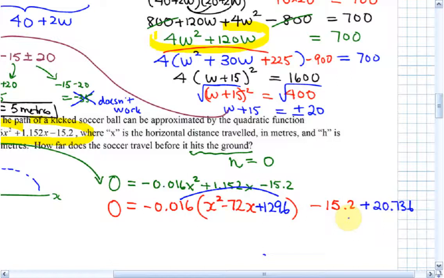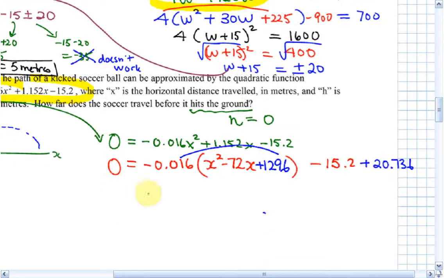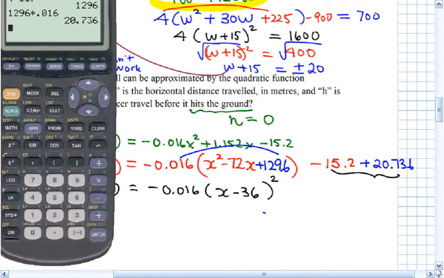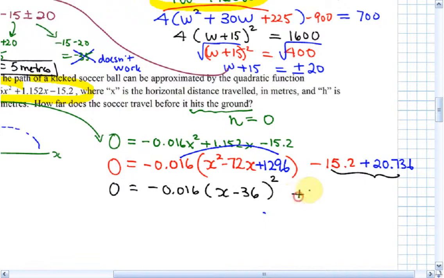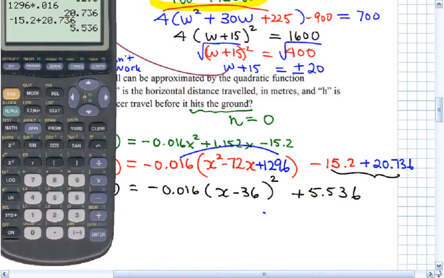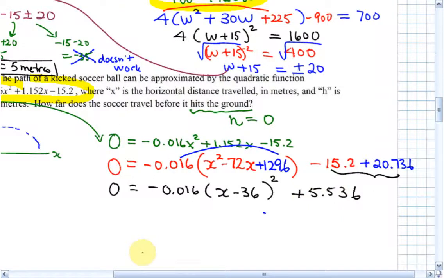Good. Let's simplify. So 0 equals negative 0.016. That bracket becomes x minus 36 all squared. And then can you combine the decimals together? Yes. Plus 5.536. Done? Almost done. You've completed the square.